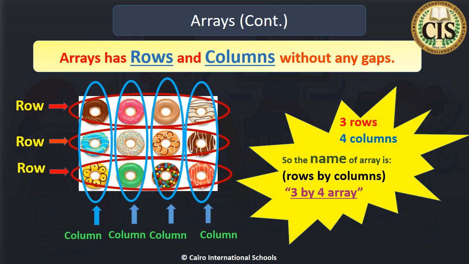So the number of rows here, how many rows? 3 rows. So we will write 3 and must write the word by. Then write the number of columns. We have 4 columns here. Then this array is a 3 by 4 array. Don't forget to write the word array. So the array is a 3 by 4 array as it has 3 rows, 4 columns.